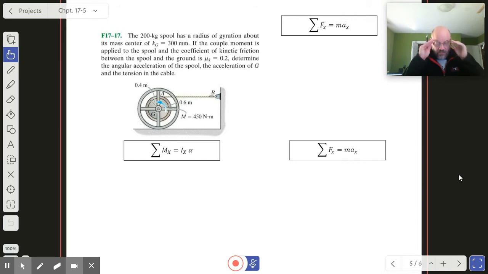Okay. So let's write out the forces that we've got. And so we've got some tension here. I'll just call that T. And then we've got our normal force, of course. And we've got our weight, of course, mg. Those are the only vertical forces, so we know that the normal force is mg.